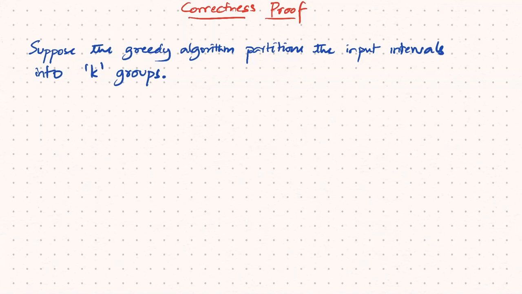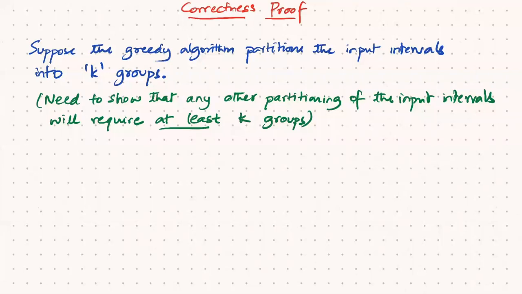That's what we need to argue: at least k groups are needed by any other partition. You need to understand that, in general, for a given problem, you might have multiple optimal solutions. Like we have seen for minimum spanning trees, you could have different minimal spanning trees that have the same weight. In the previous problem, we could have different sets of non-overlapping intervals such that the size of the set was the same. Over here again, we might have different ways of partitioning the input into groups in which the number of groups created is the same.